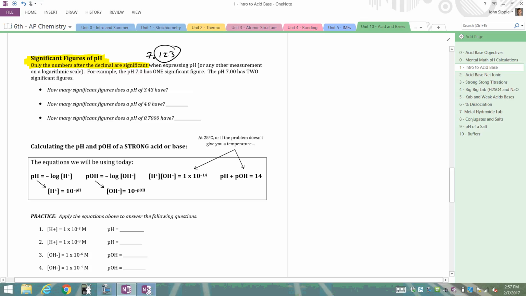So if we look at the first question there, how many sig figs does a pH of 3.4 have? Well, there's 2 because it's the 2 after the decimal. 4.0 has 1. 0.7000 has 4. So it's all about the number of decimals past the decimal point. So when you're asked to give a pH, you should have 3 decimals.